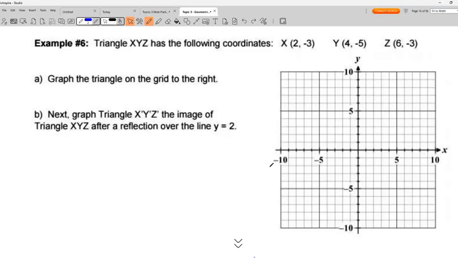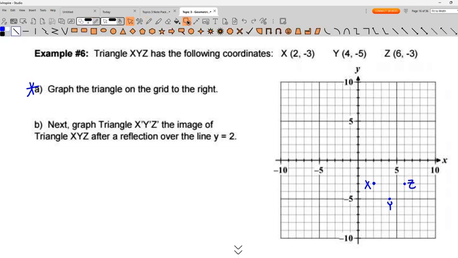In our final example, triangle XYZ has the following coordinates that we are going to graph. X is at 2, -3. 2 units to the right, 3 units down. There's point X. Y is at 4, -5. So 4 units to the right and 5 down. That's point Y. And point Z is at 6, -3. 6 units to the right of the origin, 3 units down. There's point Z. Let's go ahead and connect those.